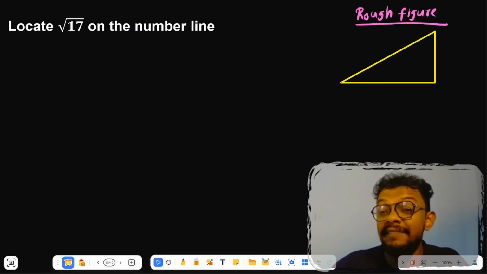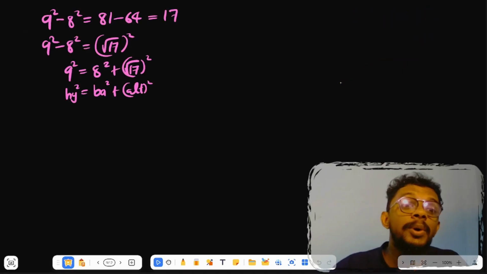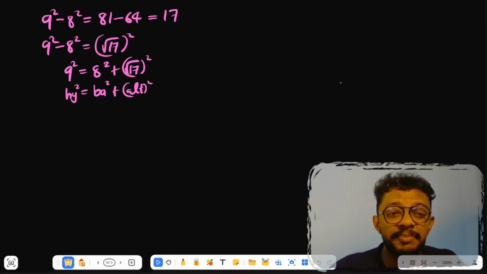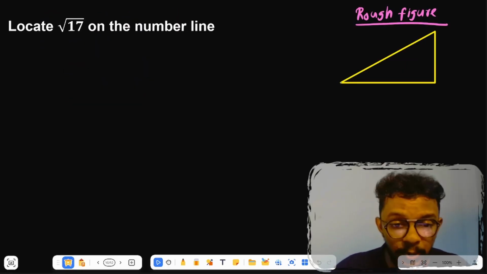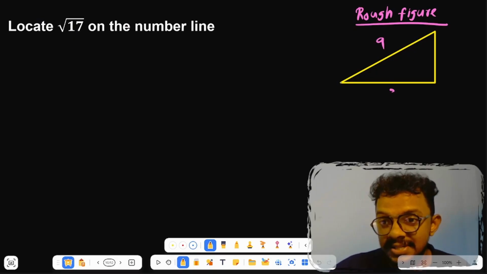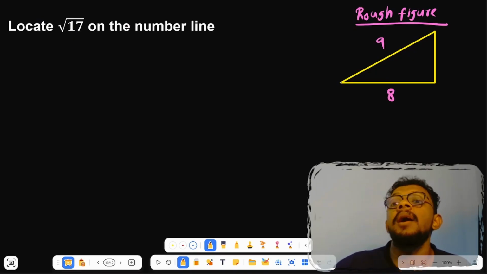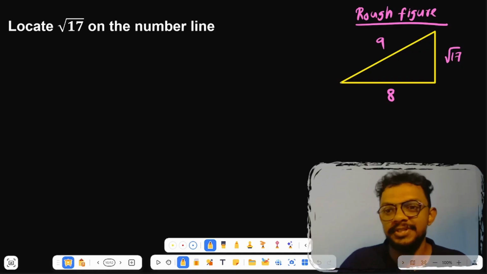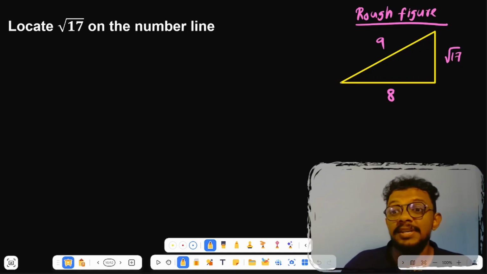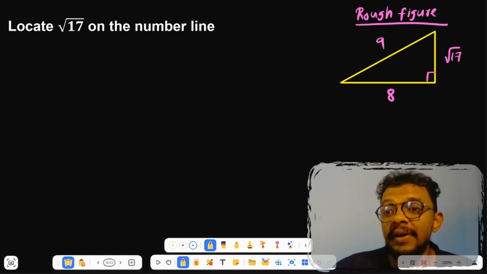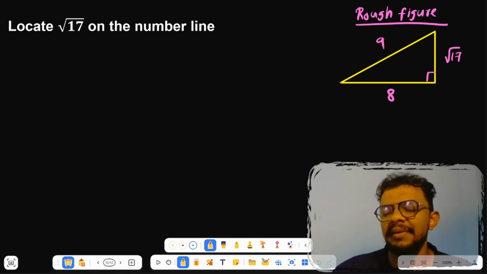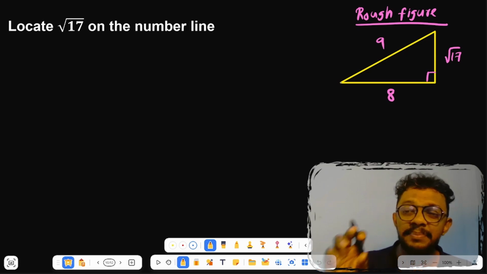My rough figure: I have a right angle triangle with hypotenuse 9 and base 8. Automatically, the altitude will be root 17 according to Pythagoras theorem. So my aim is this: if I have a right angle triangle with base 8 and hypotenuse 9, the altitude will be root 17. If I got root 17, I can represent it.